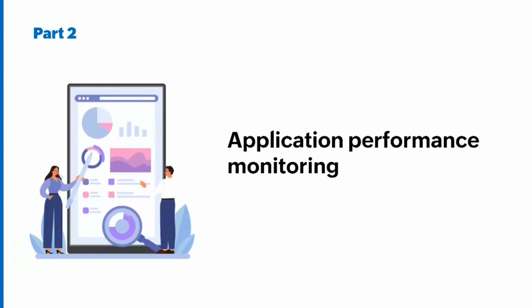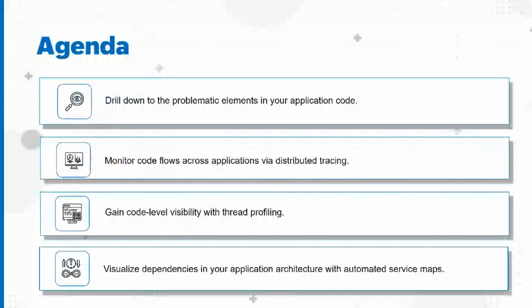In today's session, we will be discussing application performance monitoring. And quickly, let's check today's agenda. Drill down to the problematic elements in your application code. Monitor code flows across applications via distributed tracing. Gain code level visibility with thread profiling. Visualize dependencies in your application architecture with automated service maps.